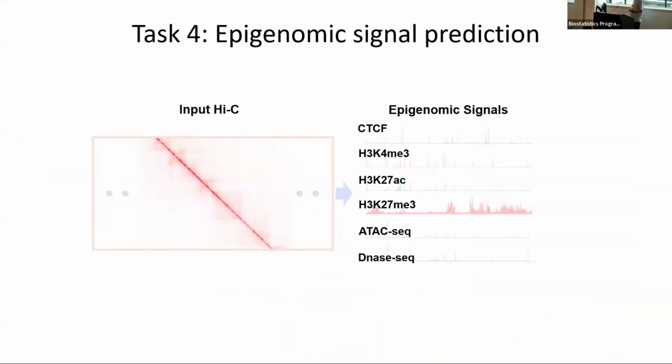We actually also trained this to do epigenomic signal prediction, which is not something that had previously been done from Hi-C before. The question was, could we use the Hi-C matrix to predict what the CTCF ChIP-seq signal would look like, or what these various histone modifications or local chromatin accessibility profiles would look like? It can do that quite well.